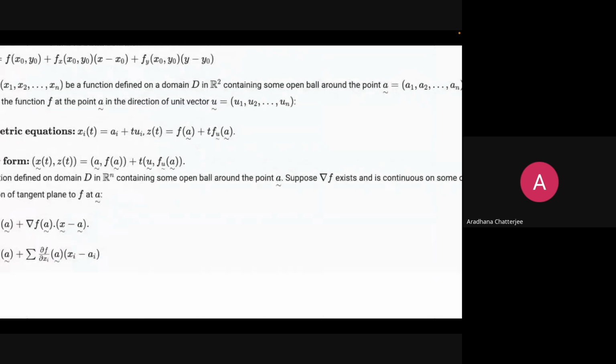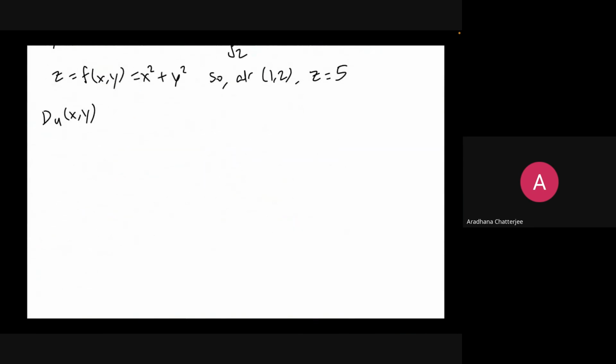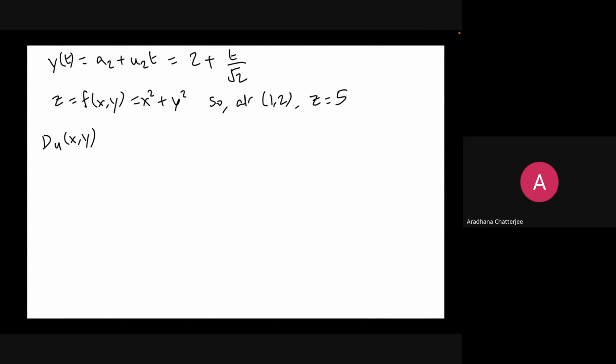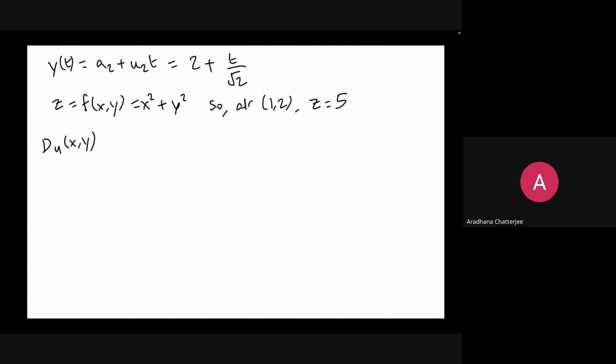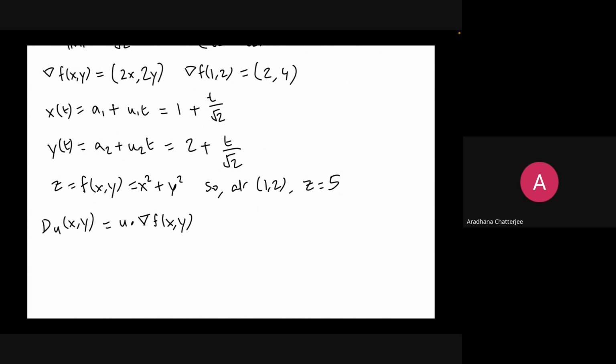Here for z of t, they've taken the value of the function at that point and then t times the directional derivative at that point. So instead of D they've used f, but I'm using D only. It's the same thing. So this is what we're finding. Now we saw earlier the directional derivative in the direction of some unit vector is that unit vector, we take the dot product with the gradient, and we have all of these values here, right? We computed each and every one of these.